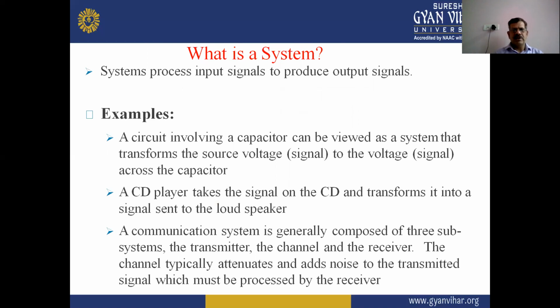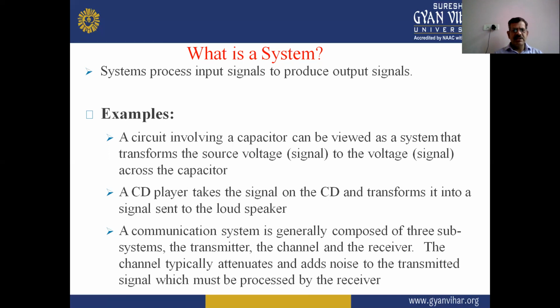What is a system? A system processes input signals to produce output signals. For example, a circuit involving a capacitor can be viewed as a system that transforms the source voltage or signal to a voltage or signal across the capacitor.